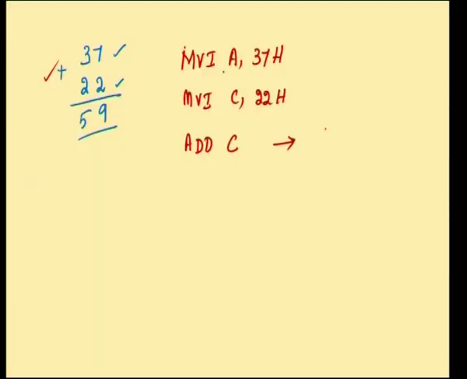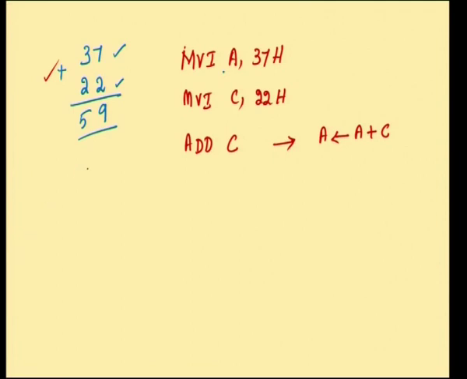So I will select the ADD instruction. Add which register? C. What is the meaning of that? The accumulator is added with the C register, and the result is stored in the accumulator. Now the accumulator value is 59. Now I want to check the answer.